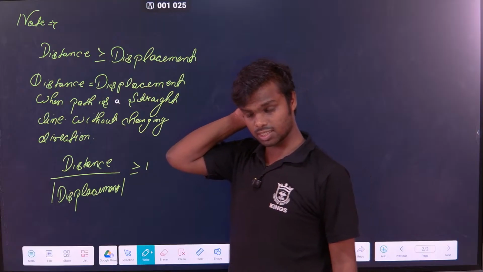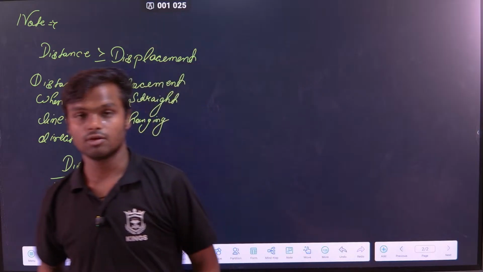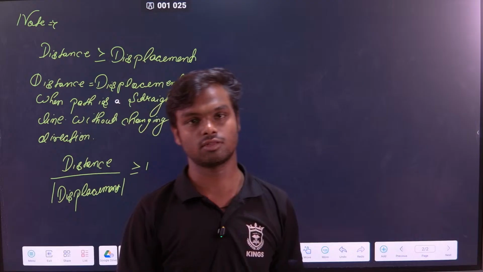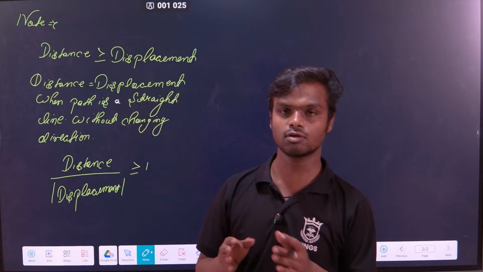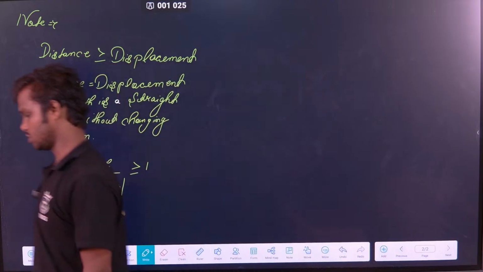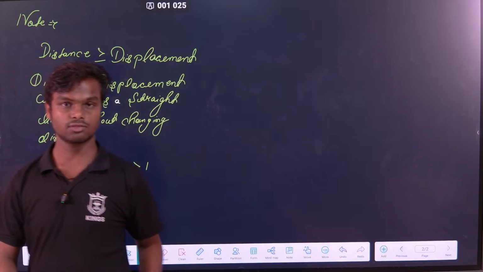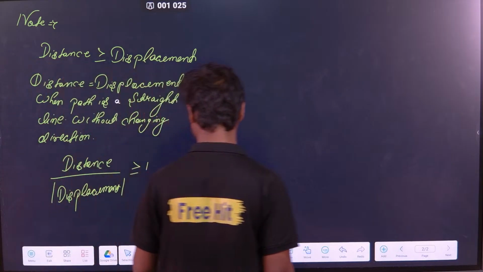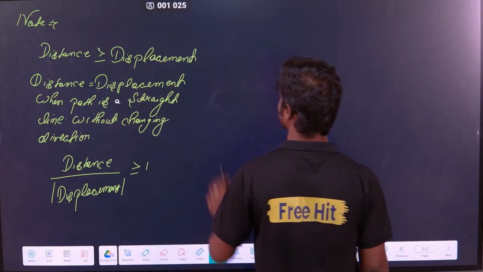So I hope you understand about distance and displacement. Distance simply means the path length, okay, and displacement means the shortest path length. Simple thing, simple logic. Nothing too complex or difficult for you. Clear? Okay. Next point.